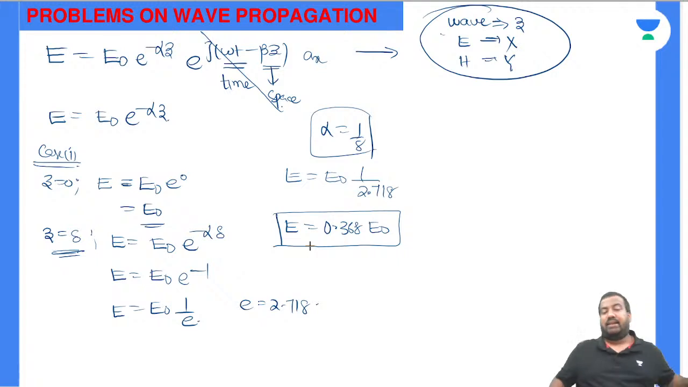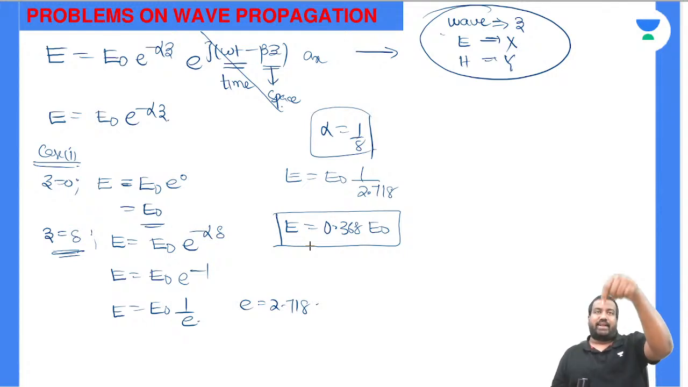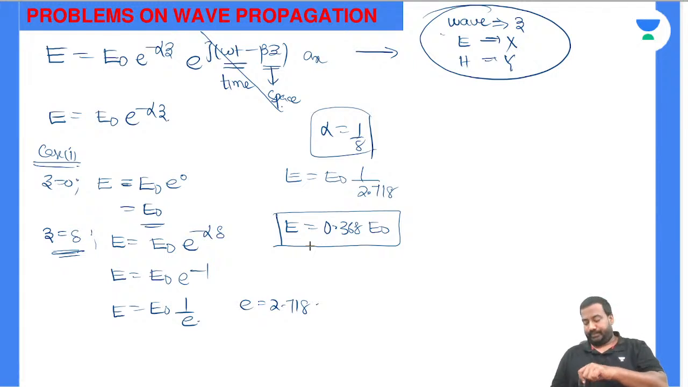Therefore, I can say that when the wave is penetrating into the conductor, when it has travelled a distance of delta, its value is already 36.8% of its initial value. I'll give an example, don't worry.